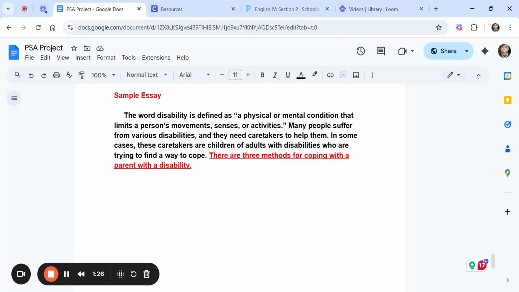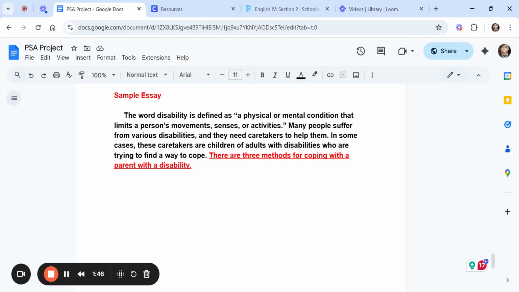Notice how I just gave some very, very general sentences to lead me to my thesis statement. The writing that you see in red is my thesis statement. There are 3 methods for coping with a parent with a disability. That right there lets you know what the rest of the essay is going to be about.